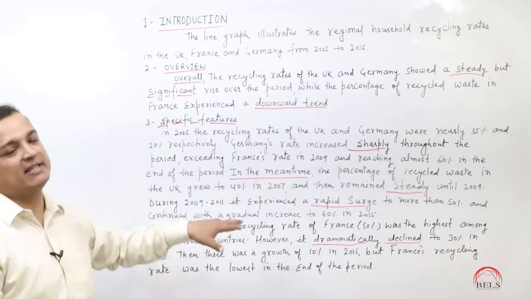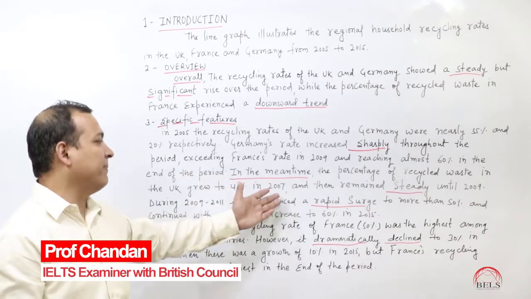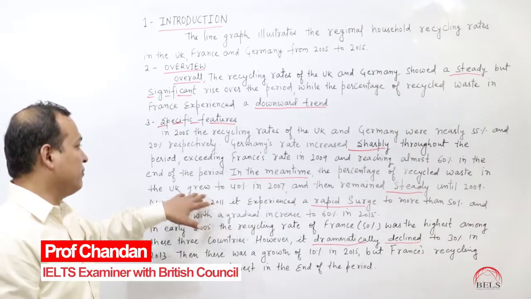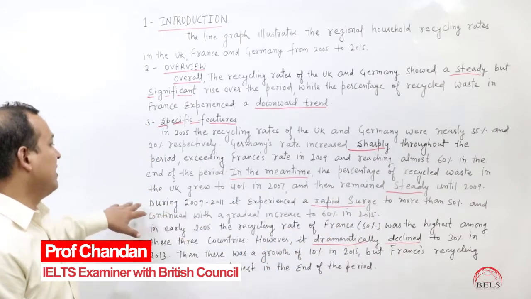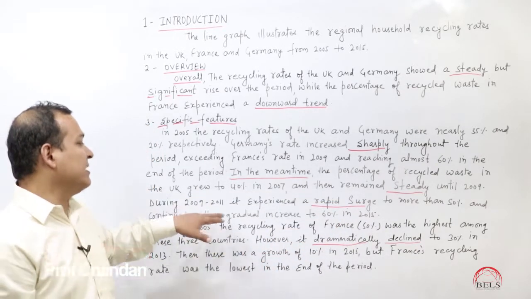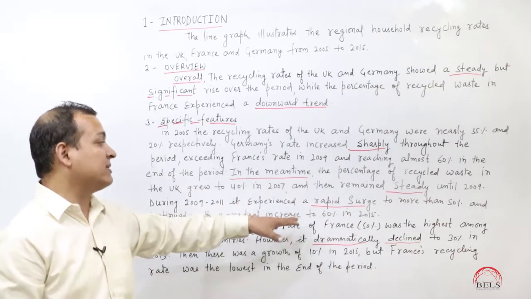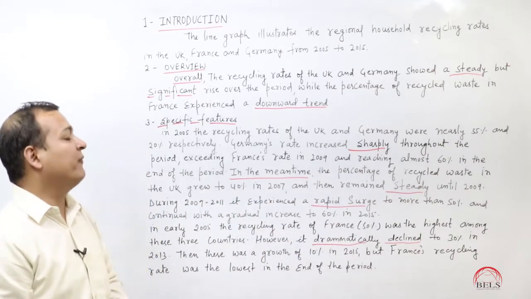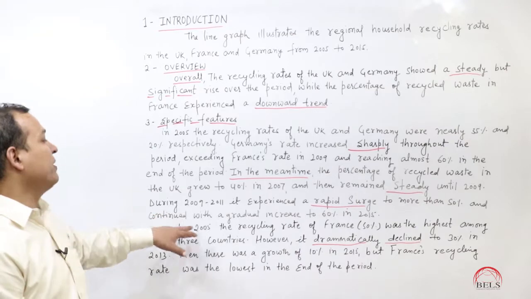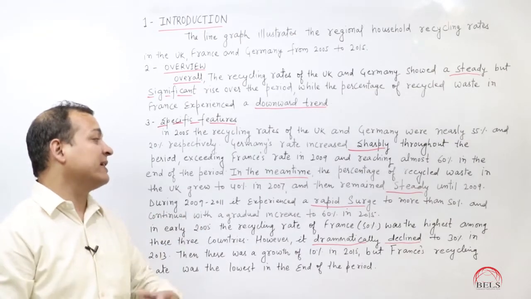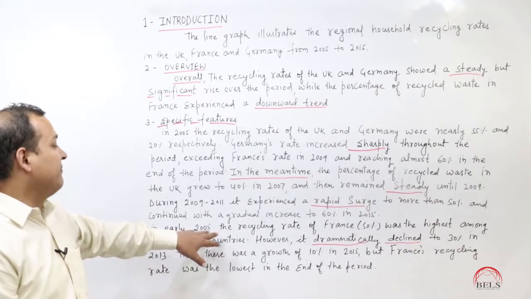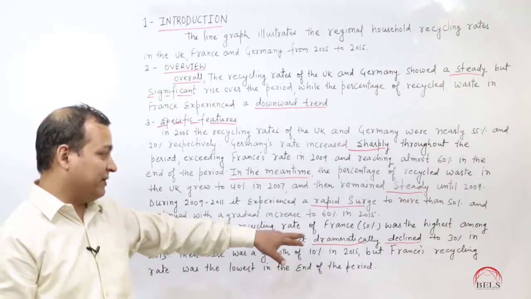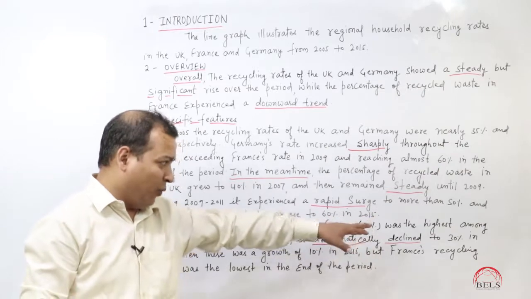I'm using the past tense because it's talking about a back date. That's the reason we have to convert that. And then it remained steady until 2009. During 2009 to 2011, it experienced a rapid surge to more than 50% and continued with a gradual increase to 60% in 2015. In early 2005, the recycling rate of France, 50% which I have highlighted, was the highest among these three countries.